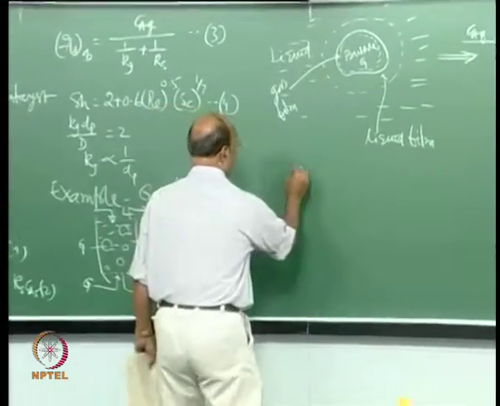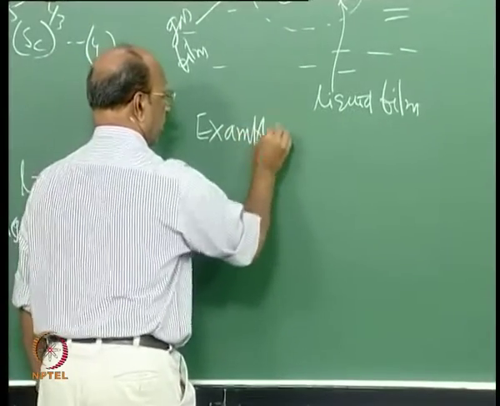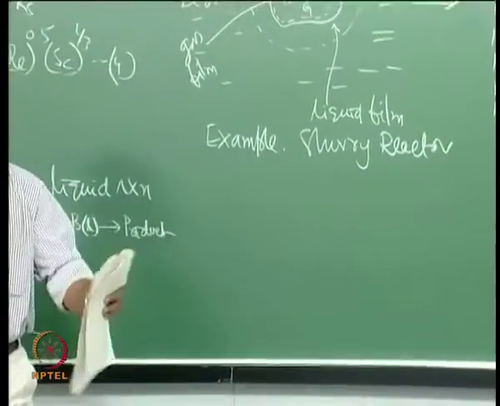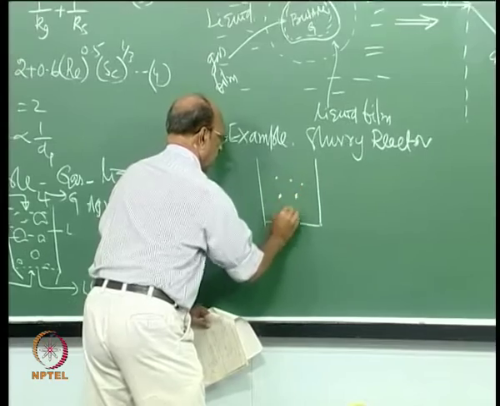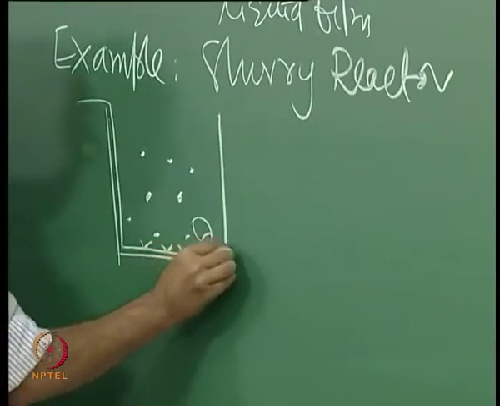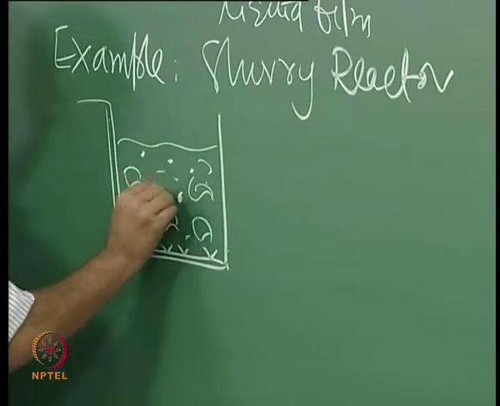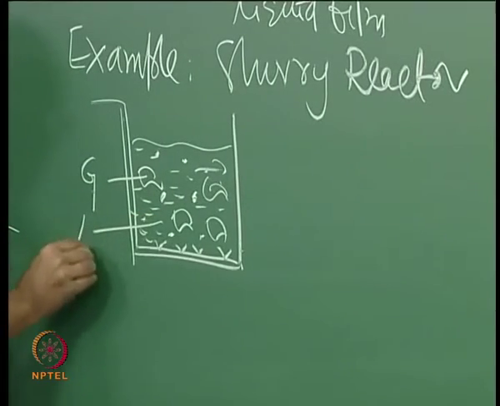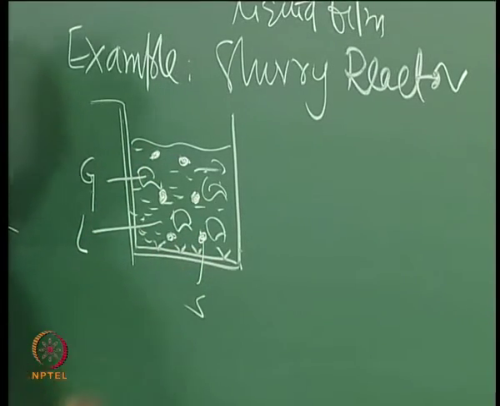Good. Another example which I give is the slurry reactor. Imagine I have the reactor first, I have the particles, we have the bubbles which are fed like this, these are the bubbles, and then in between I have liquid. So this is the gas phase, this is the liquid phase, and the solid phase, slightly exaggerated.